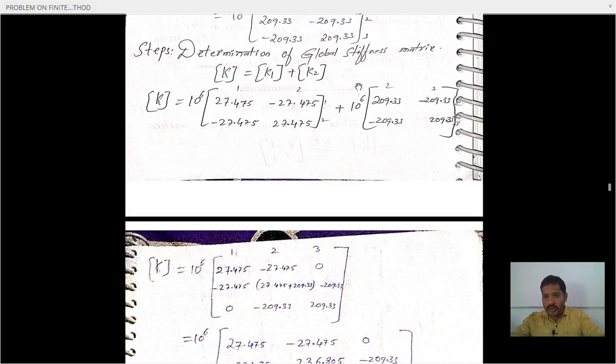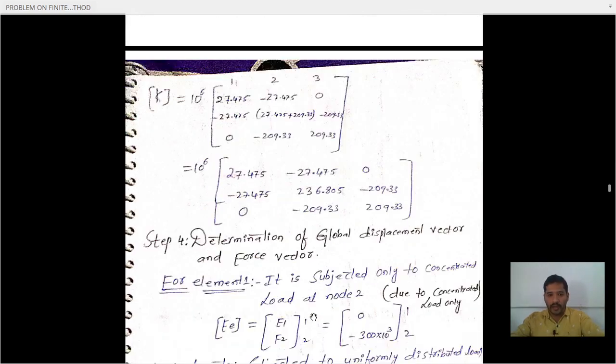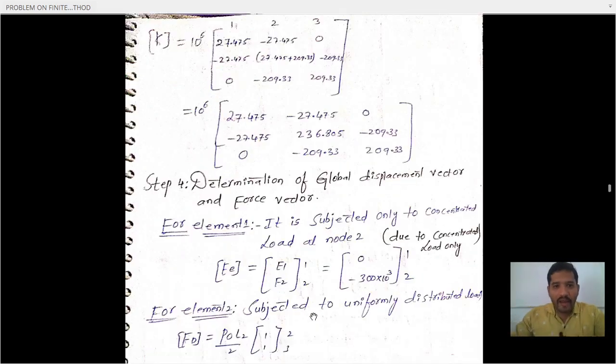Third node to the first node, is it available here? Not available. If it is not available, it will be considered as the value 0. And third node to the second node, then you will get the value minus 209.33. Third node to the third node, then you will get the value 209.33. Okay dear? After that you need to add this value, the 27.475 as it is, minus 27.475 as it is, 0 as it is, this value should be as it is.